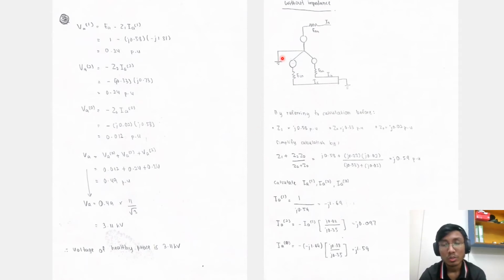Then, using the same calculations and the same method, we do the calculation without impedance, which is the ZF. The impedances are the same, and the calculation for the current of the three sequences is also the same. The only difference is that in whatever formula we have been using ZF, we eliminate the ZF because we did not have any impedance.